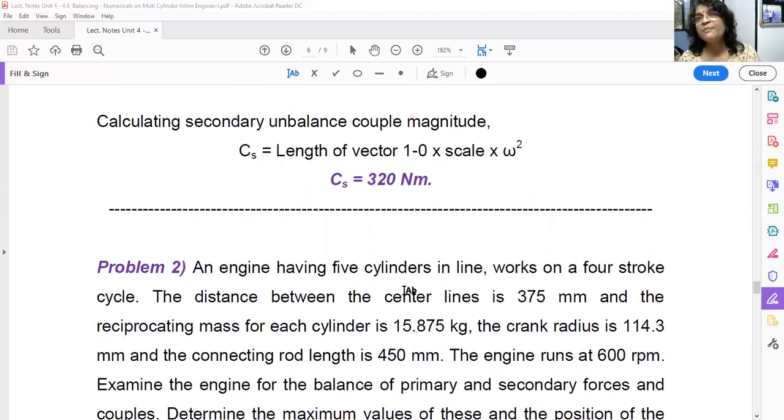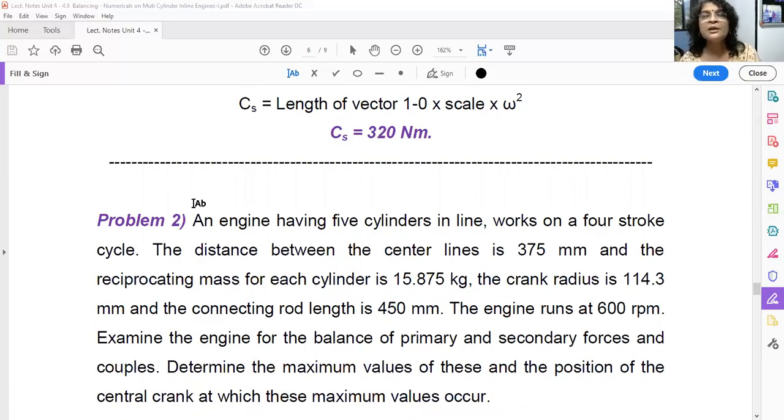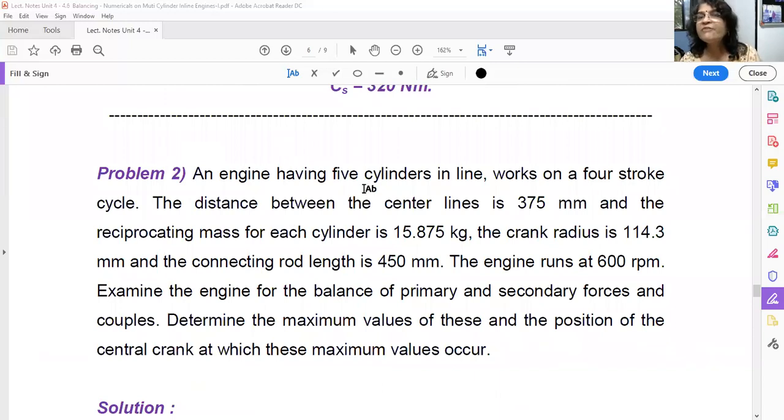Now let us go to problem number 2. Okay. Now see, read the statement. An engine having 5 cylinders in line works on a 4-stroke cycle. The distance between the center lines is 375 mm. Okay. And the reciprocating mass for each cylinder is 15.875 kg. The crank radius is 114.3 mm and the connecting rod length is 450 mm. The engine runs at 600 rpm. Examine the engine for the balance of primary and secondary forces and couples. Determine the maximum values of these and the position of central crank at which these maximum values occur.